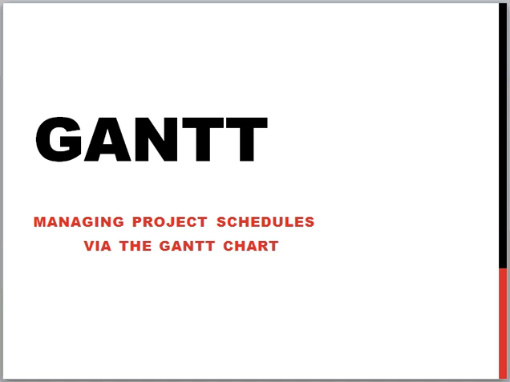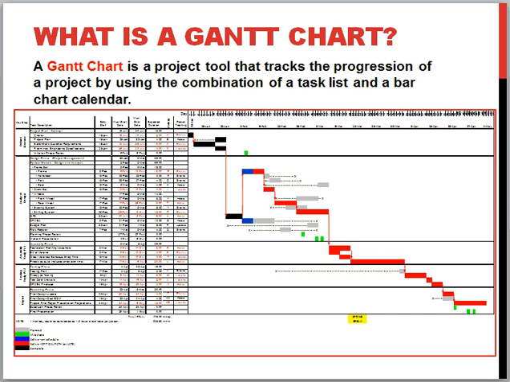This is the video for creating a Gantt chart using the information that we created earlier off of work breakdown structure, critical path analysis. A Gantt chart is very simply a project tool that tracks progression of a project by using the combination of a task list and a bar chart style calendar. We see an example here for an expanded project relating to the bicycle that we used in the work breakdown structure video.